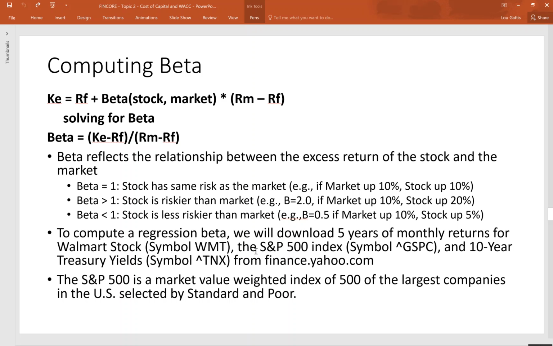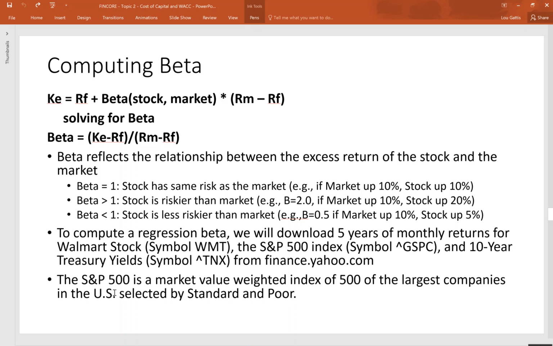So I went ahead and downloaded 5 years of monthly prices for Walmart, symbol WMT, the S&P 500, symbol ^GSPC, and the 10-year Treasury yield, symbol ^TNX, all from Yahoo Finance.